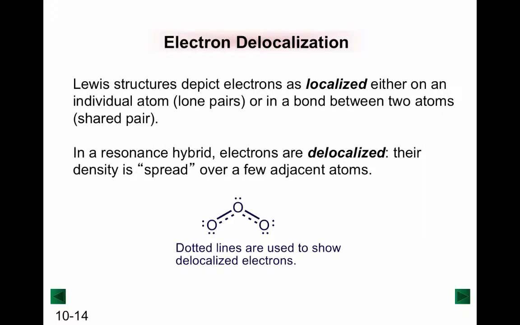Lewis structures depict electrons as localized either on an individual atom as lone pairs or in a bond between two atoms, shared pairs. In a resonance hybrid, electrons are delocalized. Their density is spread over a few adjacent atoms. An example of this is the resonance hybrid of the ozone molecule.